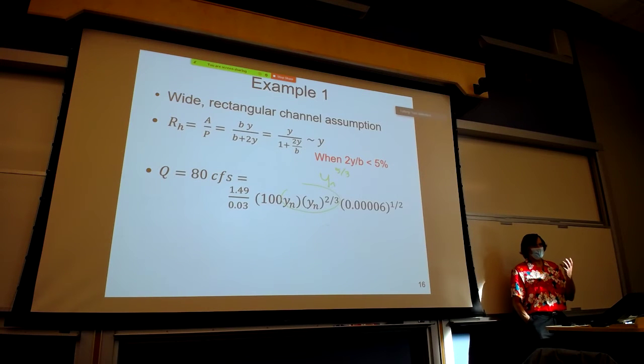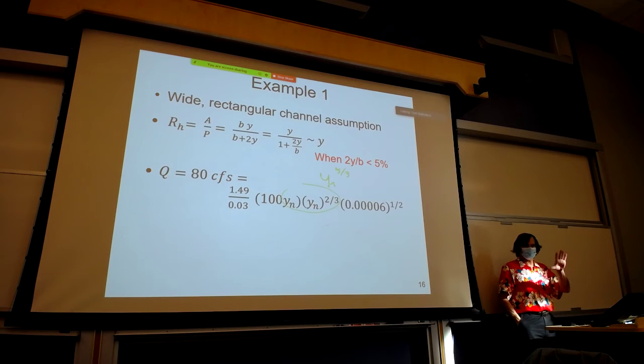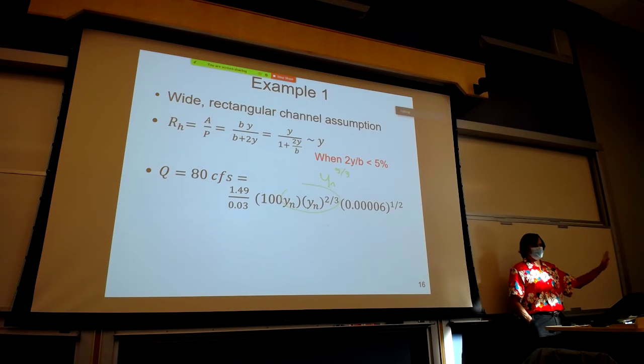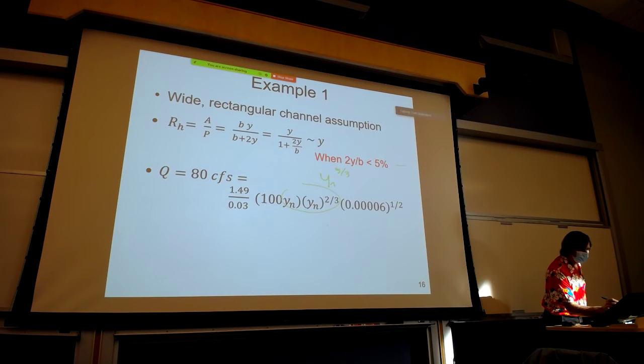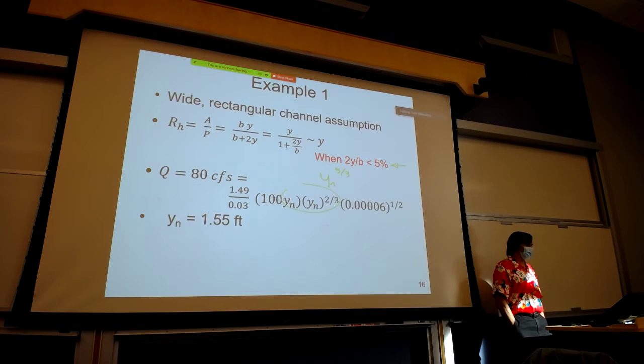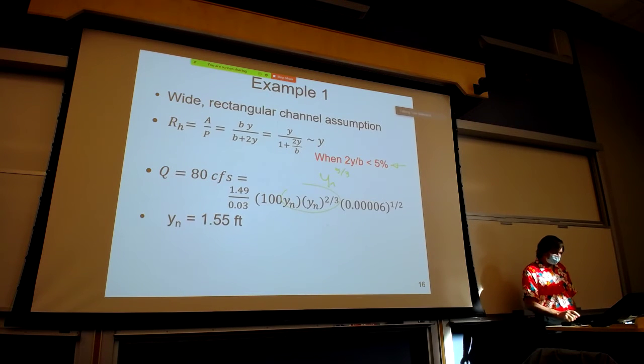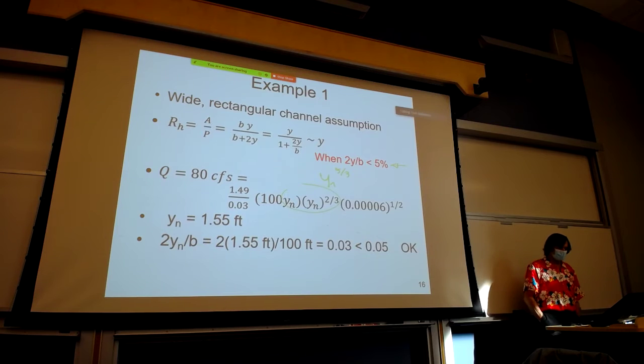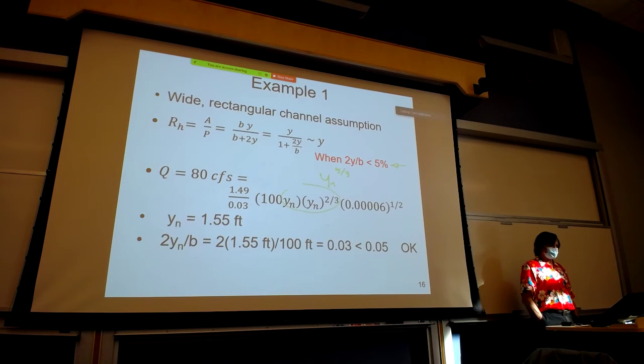So the wide rectangular channel assumption made a trial and error solution a direct solution. However, once you get your answer, you need to check and make sure that you've met that requirement. So what we find is that the normal depth is 1.55 feet, and then we calculate 2y over b, and that turns out to be 0.03, which is less than 0.05, 5%. So that would be your answer, 1.55 feet.